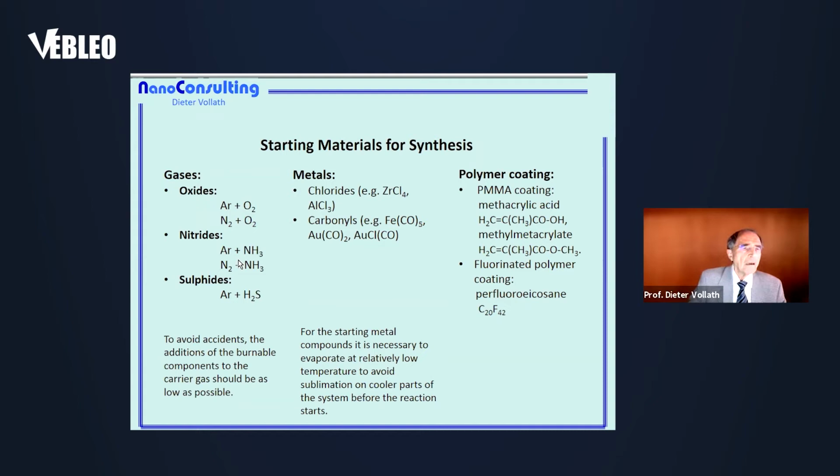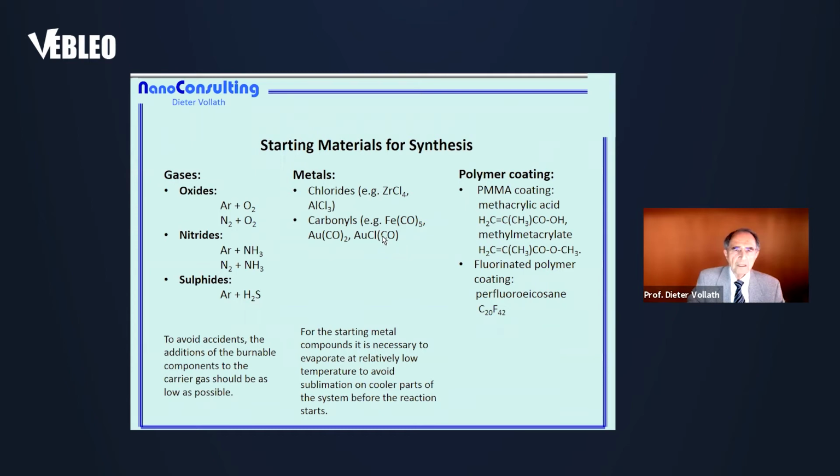We can make many other compounds, for example, sulphides. In this case, one uses argon as carrier gas and hydrogen sulfide as reactant. For the metals, it is recommended to use as far as possible the chlorides because they are very simple to handle and in general quite cheap.